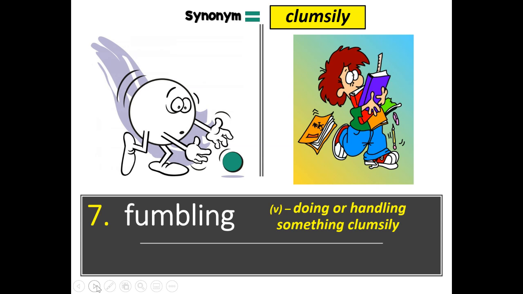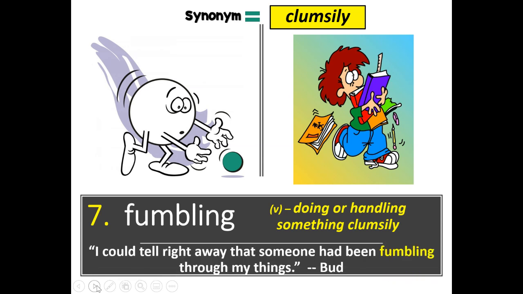Clumsily, C-L-U-M-S-I-L-Y. So in the first column, write fumbling. In the second column, you could write clumsily. And here's our quote. "I could tell right away that someone had been fumbling through my things," Bud. If I go too fast, make sure you push pause and then push play when you're ready to join me.